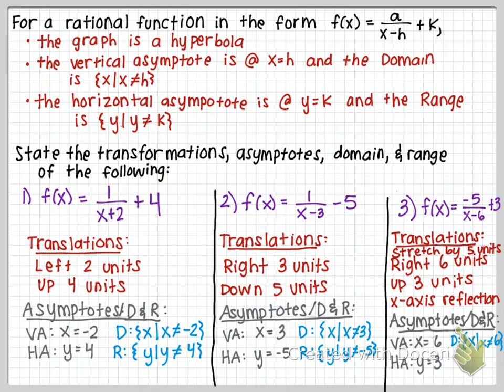Domain, x such that x cannot equal 6. And our horizontal asymptote, y such that y cannot equal 3. Notice how these numbers always go together.